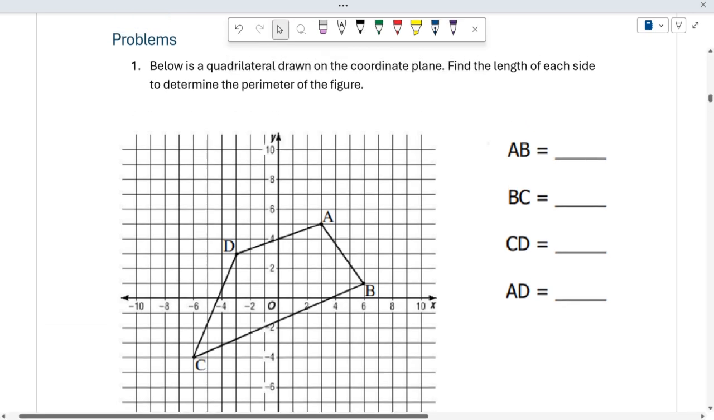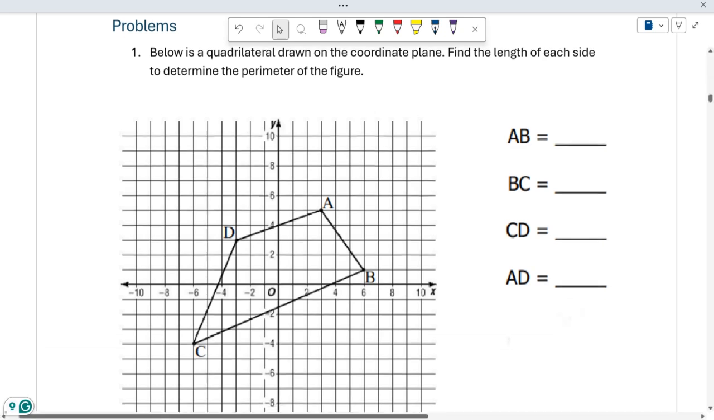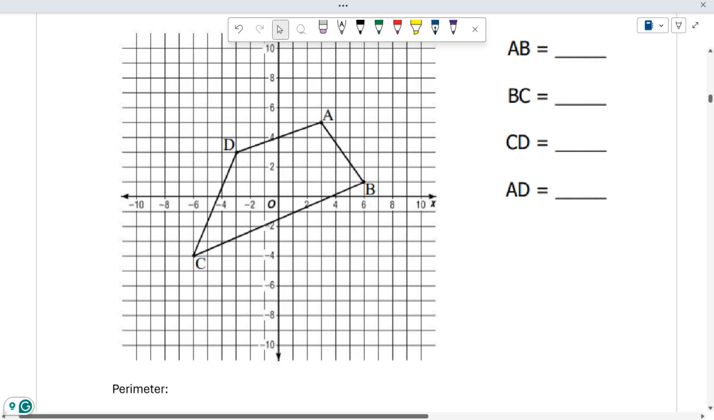So, question number 1 says, below is a quadrilateral drawn on the coordinate plane. Find the length of each side to determine the perimeter of the figure. And so we have this random quadrilateral. It looks almost like a trapezoid, but I'm pretty sure it's not actually a trapezoid. But we've got this random quadrilateral.